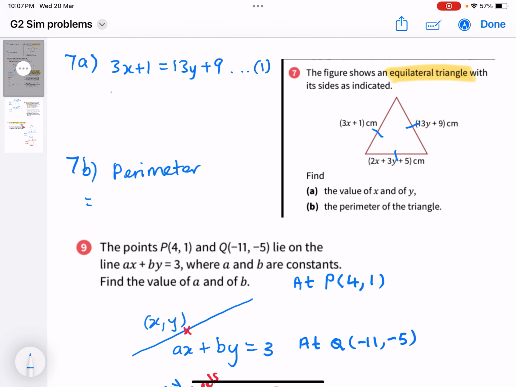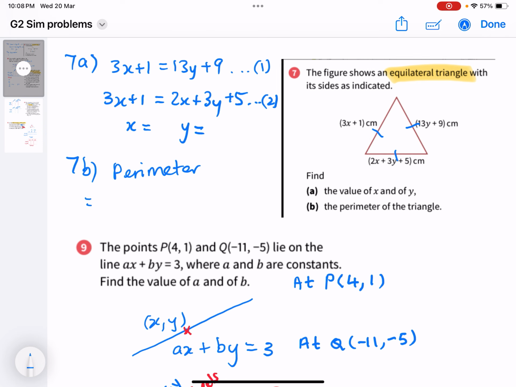The second equation, we can equate 3x plus 1 and 2x plus 3y plus 5. And this gives us the second equation. So we can solve these two equations by making it into x, y, and number on the other side. And then we can solve for x and y.